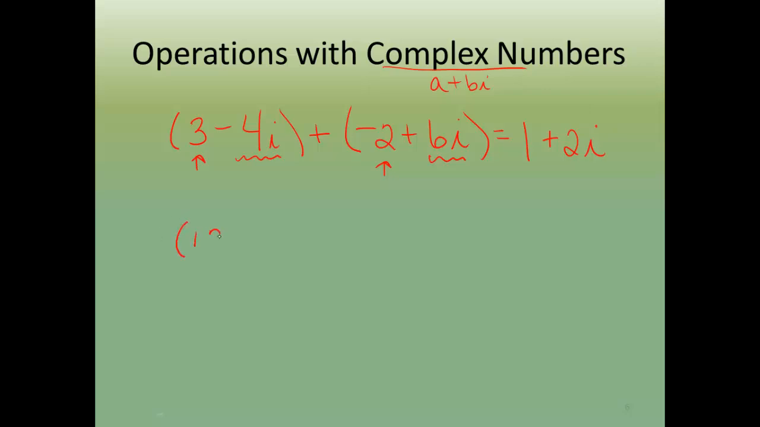If you want to talk about subtraction, same thing is going to go on there. So if I have 12 minus 5i minus 8 minus 3i, I take the real part minus the real part. 12 minus 8 is 4. Imaginary part minus the imaginary part. So negative 5 minus negative 3 is negative 2i. Just like combining like terms.